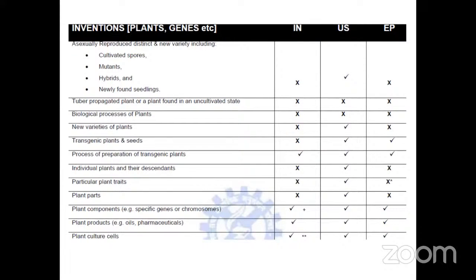You can see the plant components like specific genes or chromosomes. Specific genes or chromosomes are patentable in India. They are also patentable in the United States and in the European Union. But the gene should be human manipulated, with human interference or intervention. Only such genes will be patented. Plant products like oils and pharmaceuticals can be patented in India, US, and Europe. Plant culture cells or tissue culture cells are patentable in India, the United States, and Europe.